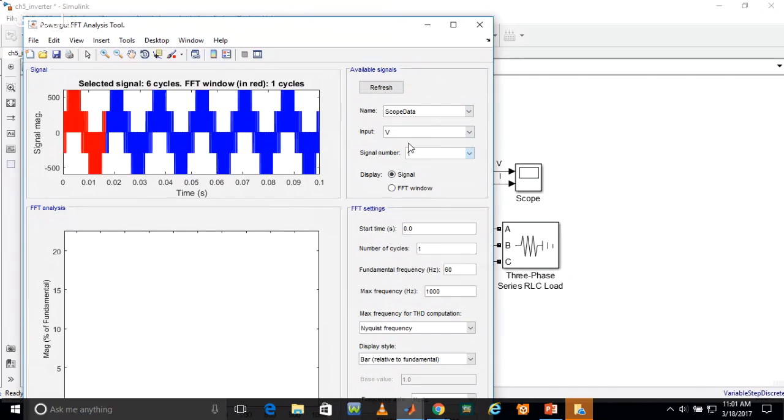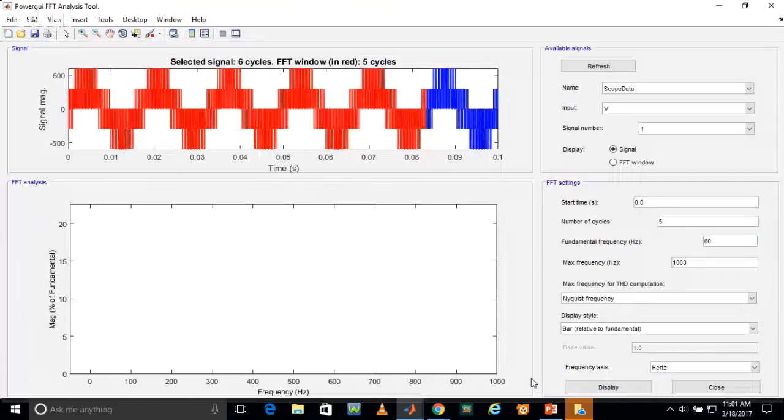If you want to calculate the harmonics present in the signal, don't go for one cycle. Go for 5 or more than 5 cycles. We have taken 5, and the maximum frequency should be more than, we have taken 10,000, because our signal carrier frequency is 3,000. So we are going to calculate the harmonics present at 3,000, 6,000, 9,000. So we are going for 10,000, and then we go for display.